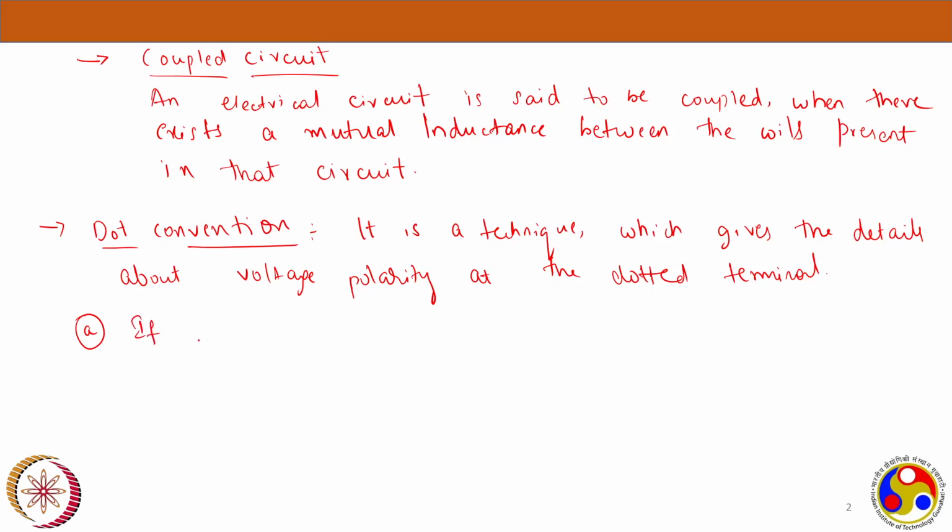If current enters, and this is important, if current enters at the dotted terminal of one coil, I am assuming there are two coils. So of one coil I know the dotted terminal, and if I see current is entering at that particular dotted terminal, then it will induce a voltage at the other coil.